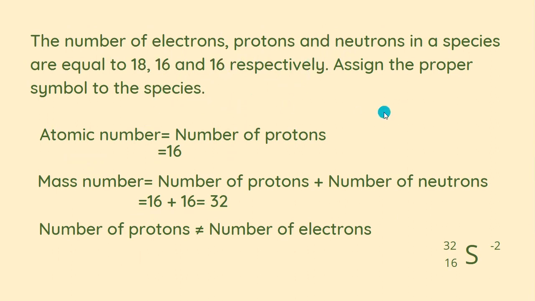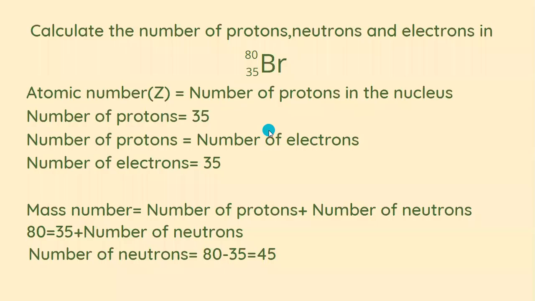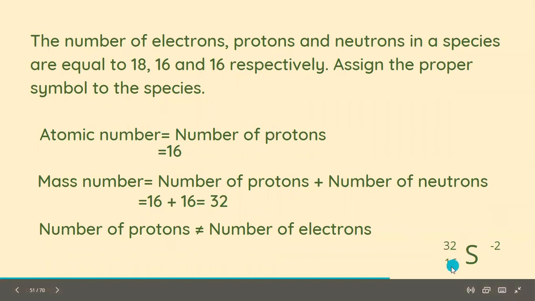So we need to assign the proper symbol. We need to assign this general symbol for this particular element. So atomic number equals the number of protons. So the atomic number is 16. And mass number can be calculated by the sum of protons and neutrons, and that's 32. So we know that the atomic number is 16. The mass number is 32.